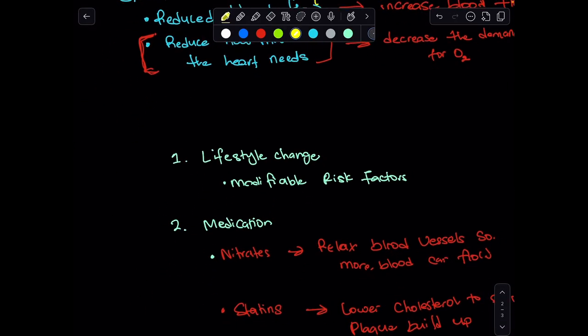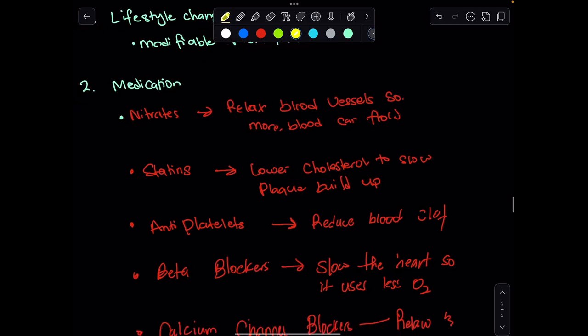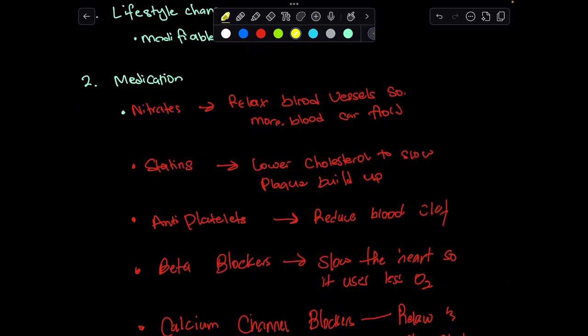Lifestyle changes. What kind of lifestyle changes? Look at the modifiable risk factors and change those. Stop smoking. Diabetes, fix that. Hypertension, fix that. Physical activity, increase that. So those are the lifestyle changes you need to make. Then medication. Nitrates relax blood vessels so more blood can flow, which is what we want, right? Statins. Remember that term because it's going to be very, very important, even in clinical. Statins lower cholesterol to slow plaque buildup. Then antiplatelets, and then you have beta blockers and calcium channel blockers.